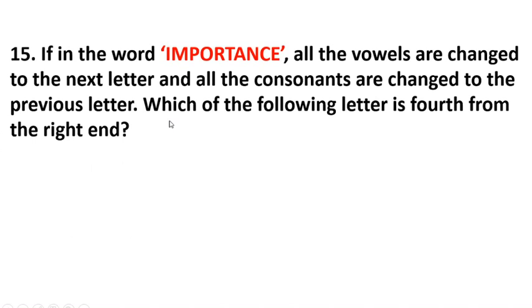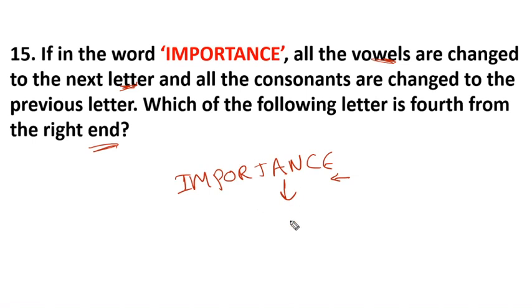So look at this last question. The word called importance, IMPORTANCE. All the vowels are changed to next letter and consonants are changed to previous letter. Which of the following is fourth from right hand? Right hand starts with E. 1, 2, 3, 4. The letter is A. A is a vowel. So vowels are changed to next letter according to alphabetical order. So A next letter is B. So the answer is option number, as I have given you the options, the answer is B.